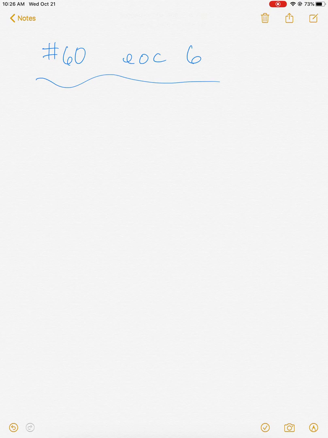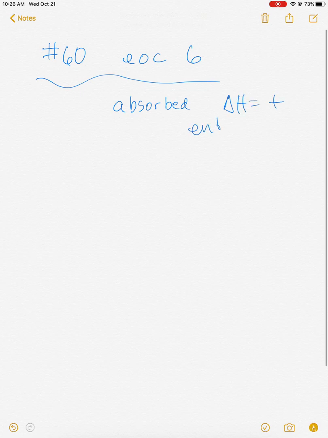When 1 mole of KBr solid decomposes to its elements, 394 kilojoules is absorbed. Now we know that the word absorbed automatically implies delta H is positive. In other words, it's an endothermic reaction. So write the balanced thermochemical equation.